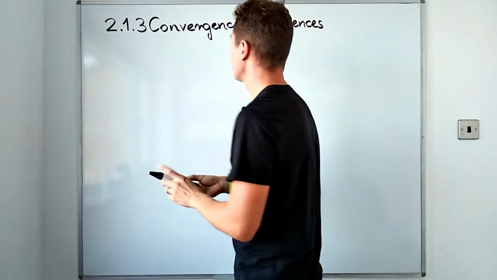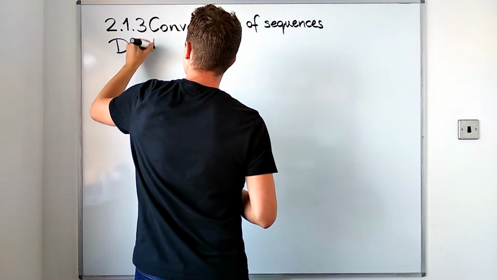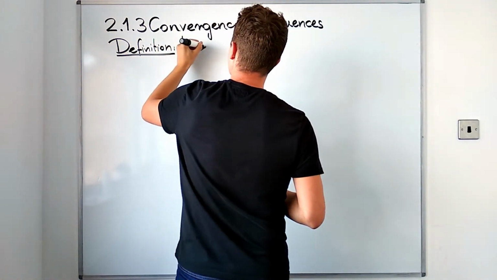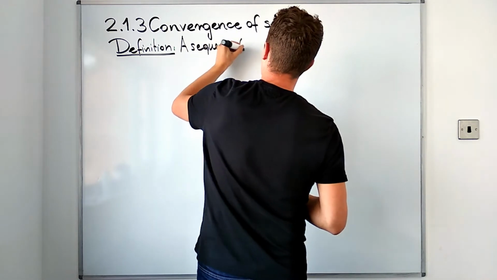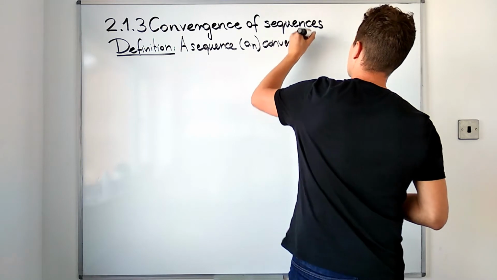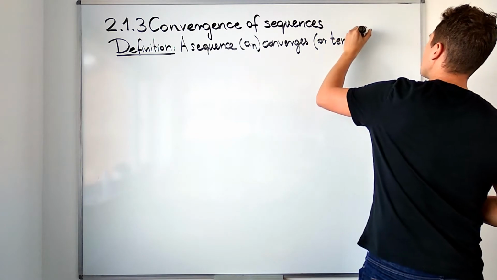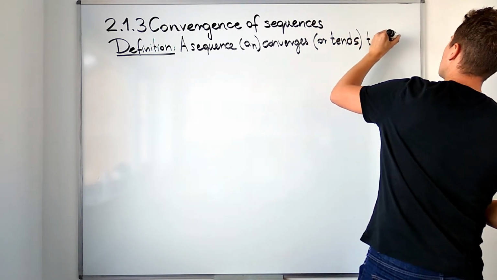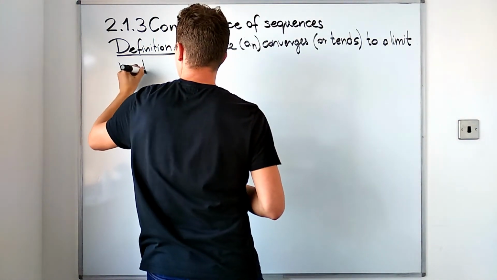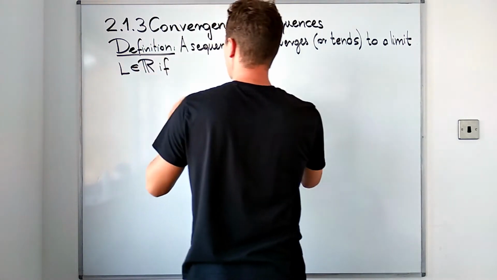So let me define this more precisely. The definition of convergence is the following. We say that a sequence a_n converges, or another word that is used here often is tends to a limit L, which is a real number, if the following things happen.